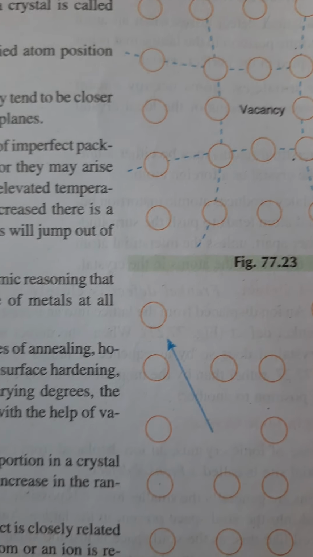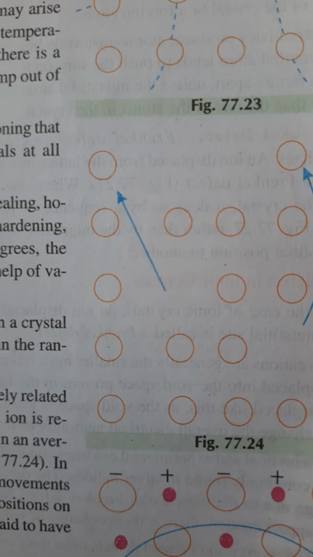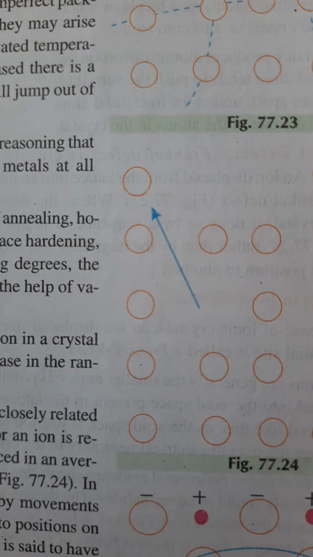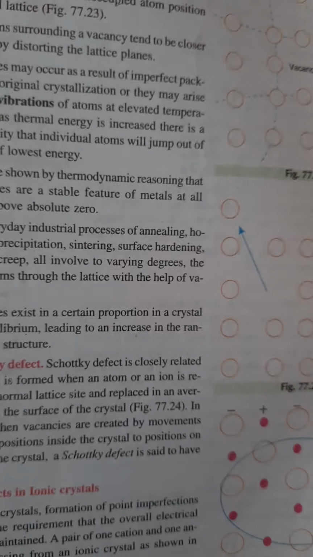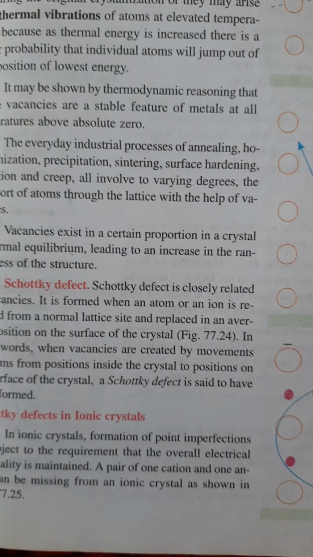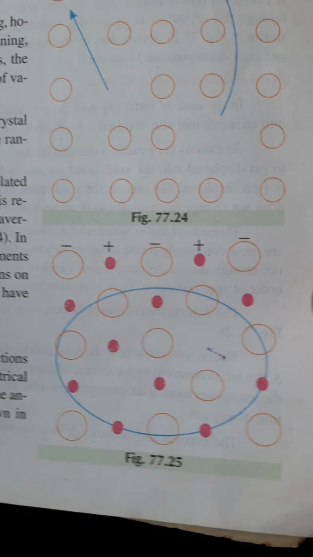In the same vacancies, if it is of this type, you see this place is gone to the surface, right? Then that is called Schottky defect. And Schottky defect we are estimating in alkali halides.